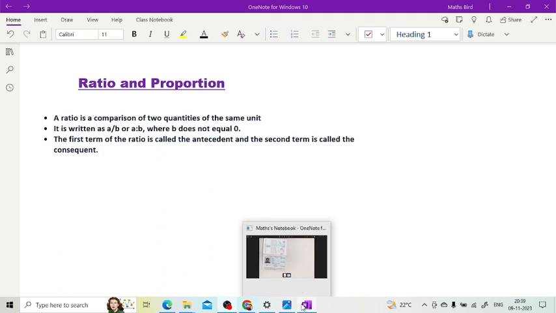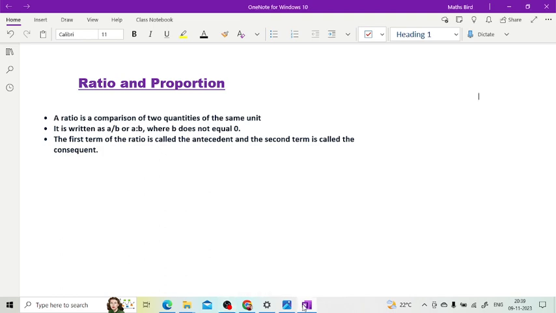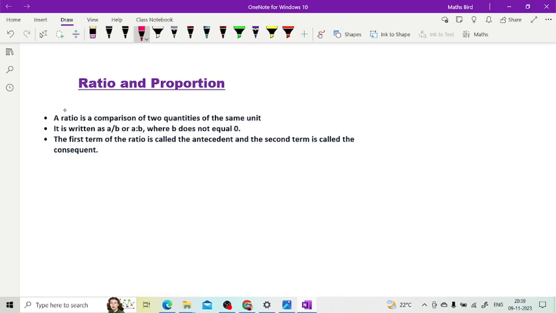So today our topic is ratio and proportion. Firstly, I will introduce what is ratio. Basically, why are we using the term ratio? If we want to compare any two things.